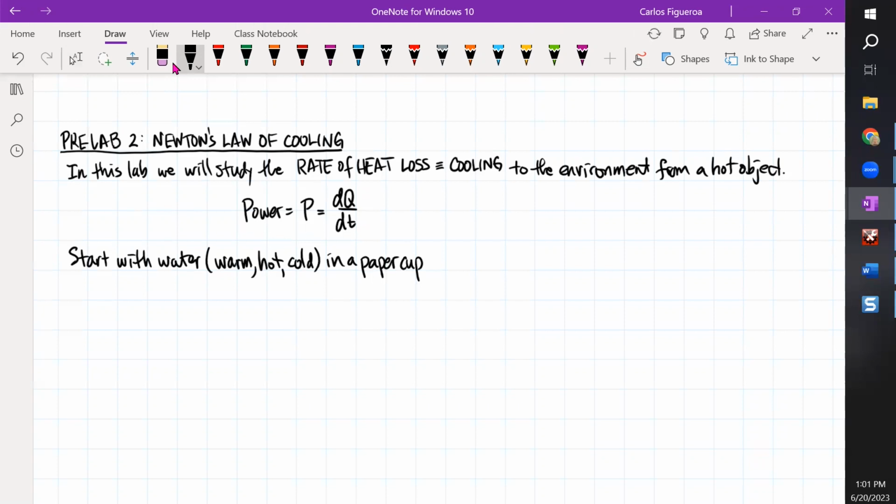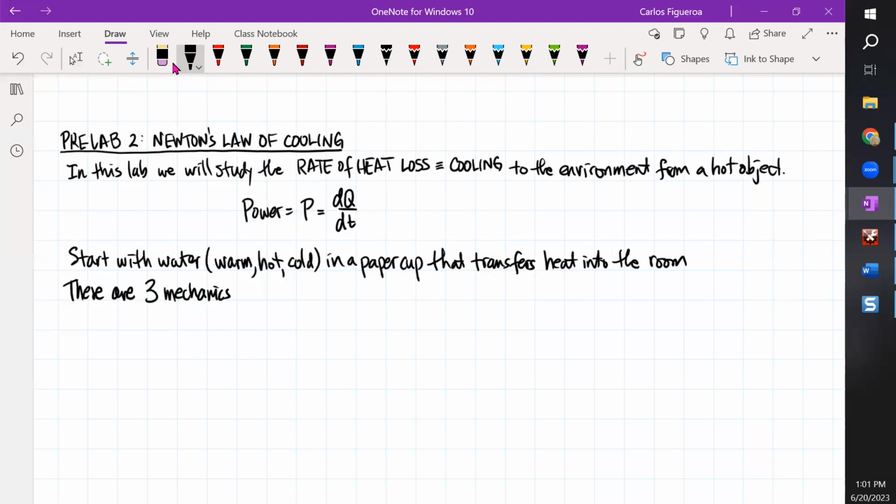Now note that this paper cup comes in your lab kit that transfers heat into the room. Now there's three processes that actually, or three mechanisms, I should say. Okay, so there are three mechanisms to do so.